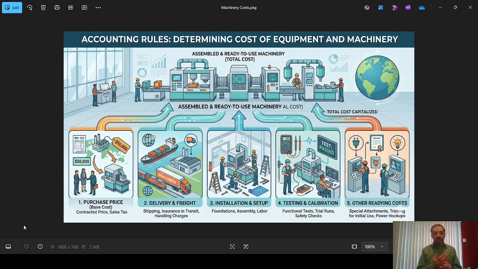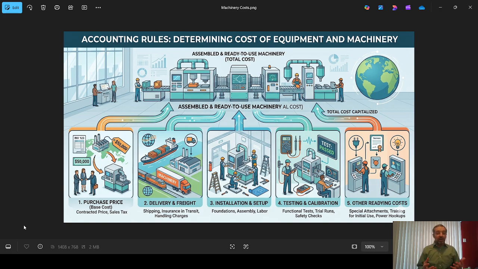So not just the purchase price, but how much did it take to deliver it to our location? Complicated machinery can have installation and setup costs, and then we need to test it and calibrate it, and then anything else that might be used to get it ready for use. So until we get to the point where we say, all right, we're ready to turn this on and start using it within our business, all of those things are part of the cost of the machinery. So it's not just the purchase price.